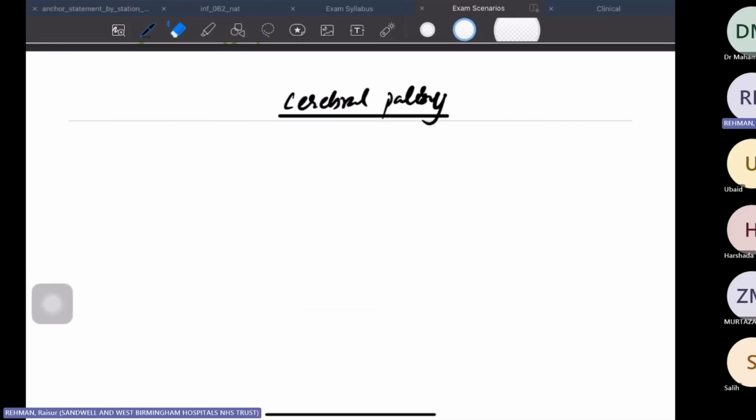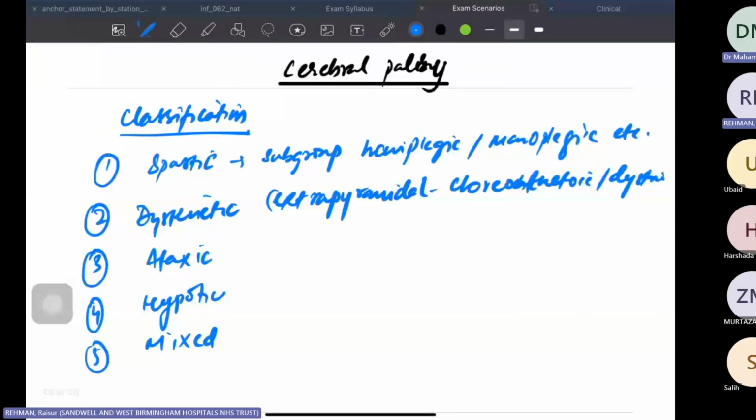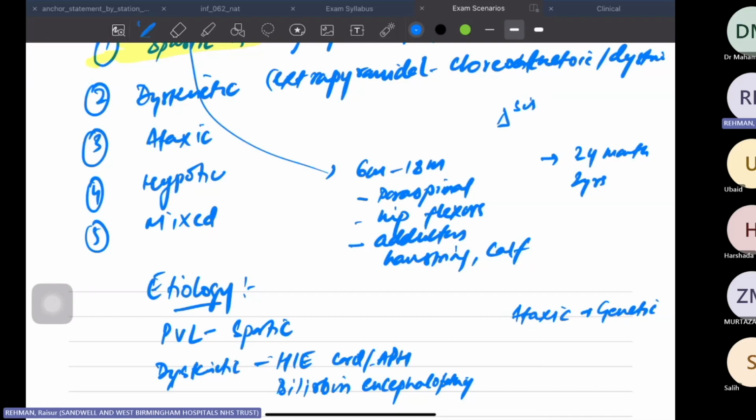Let's start with the classification. How do you classify CPs? Would you diagnose CP at say 9 months of age, by 1 year, 12 months? No, the ideal age is 24 months. Then you have the hypotonic type, and the mixed group can be a combination of all of these.